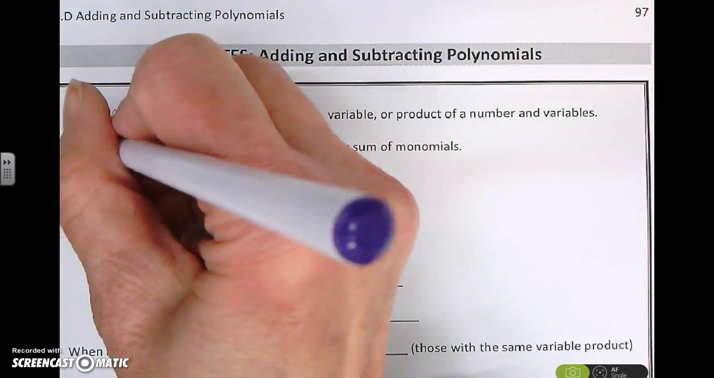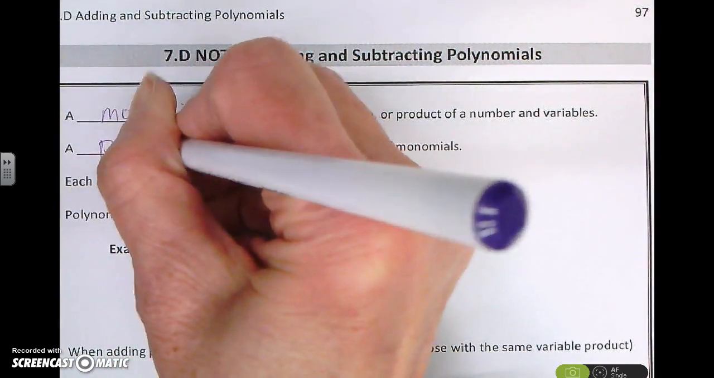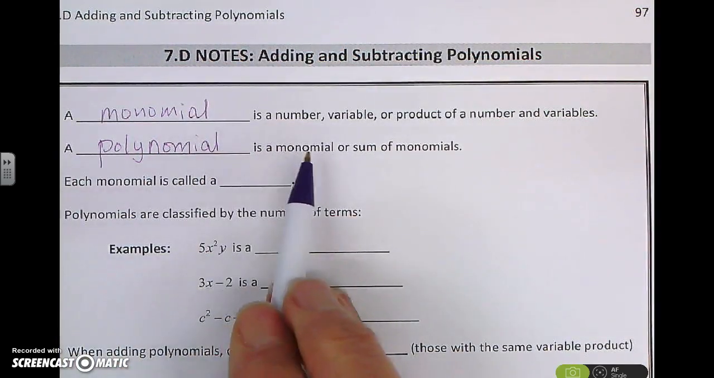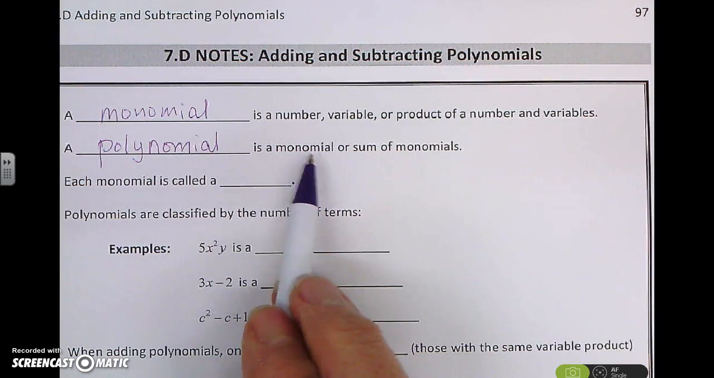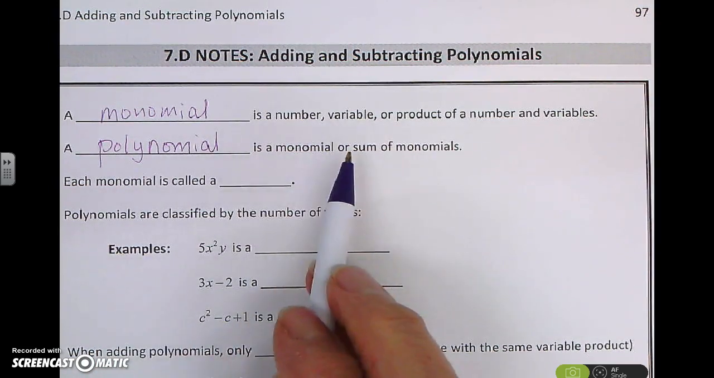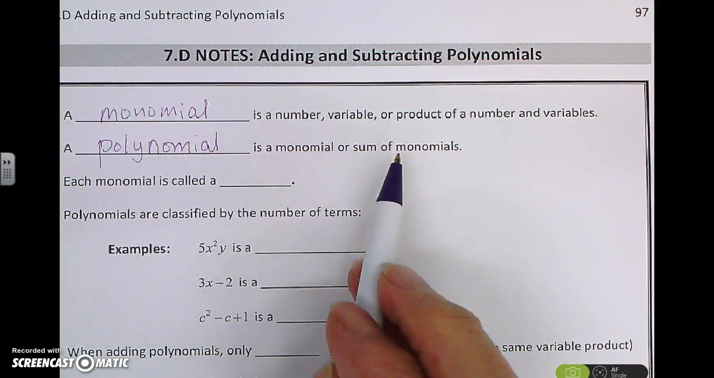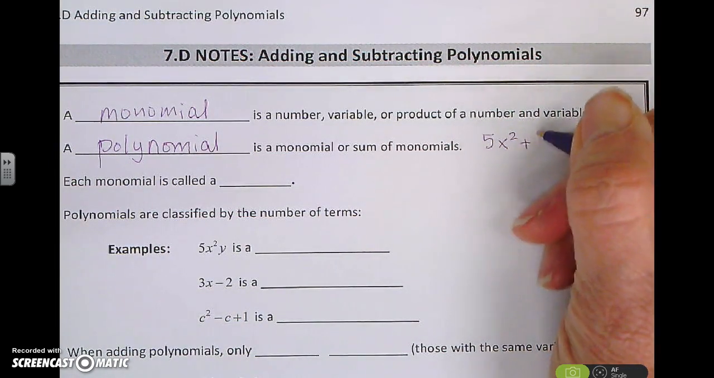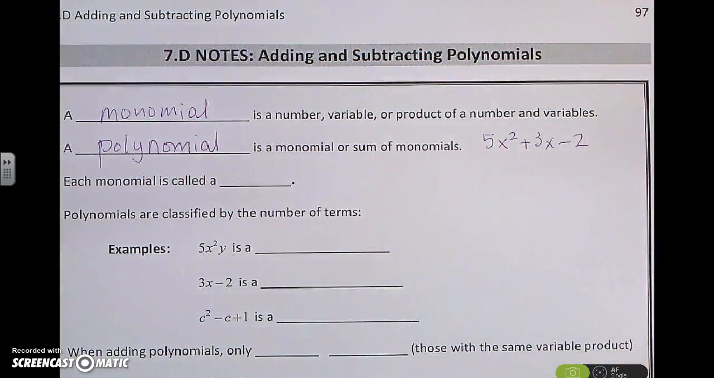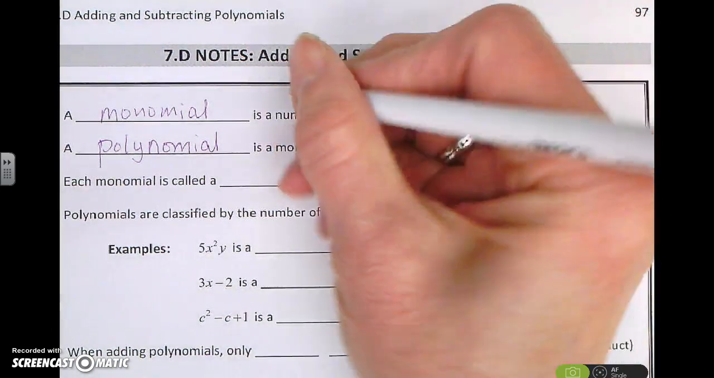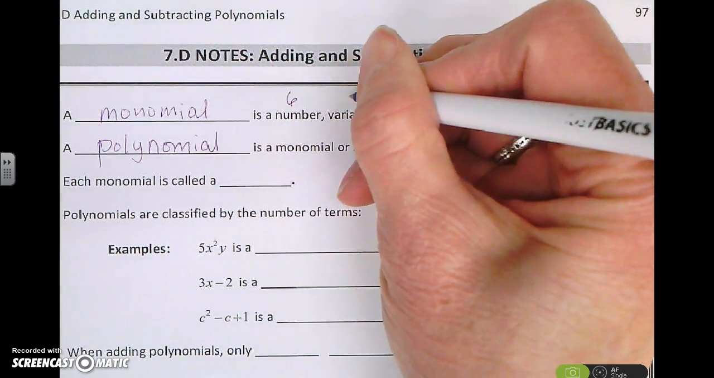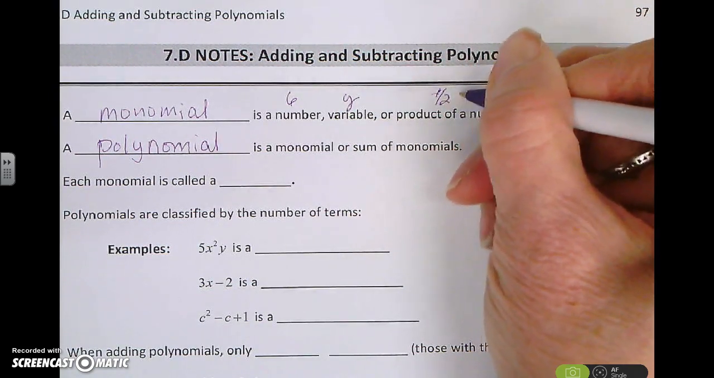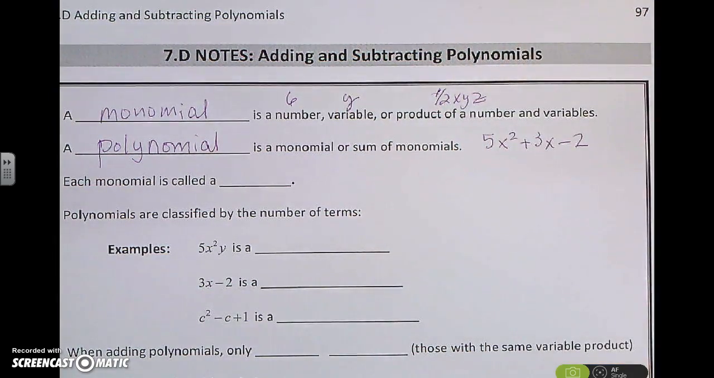A polynomial, so you know poly represents many. A polynomial is just, even a single monomial would be considered a polynomial, or it would also include sums of monomials. So something along the lines of 5x squared plus 3x minus 2 would be a polynomial. So up here, an example would be 6, something like y, and a product might be 1/2 xyz.